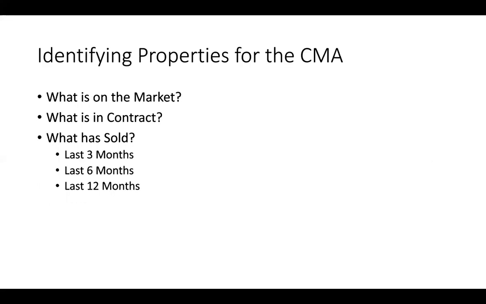Okay, so when we're identifying properties, we want to look at a couple different things, right? We want to look at what is on the market right now. That gives us a snapshot of what has happened and what is being priced and how it's being priced recently. We also want to look at what's in contract, right?